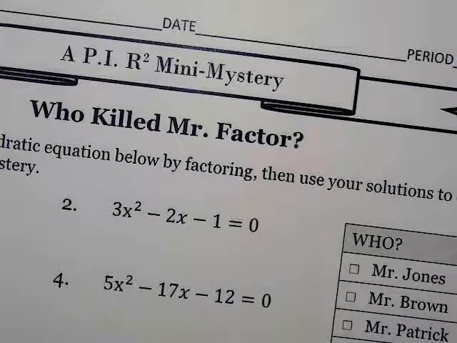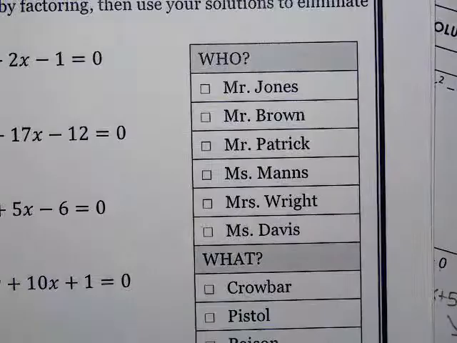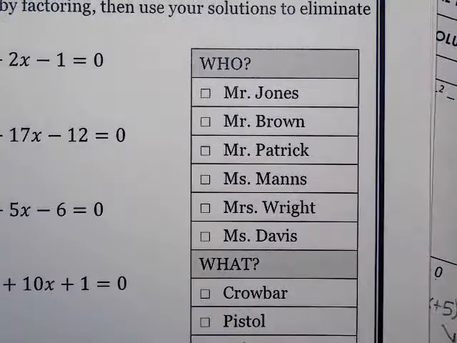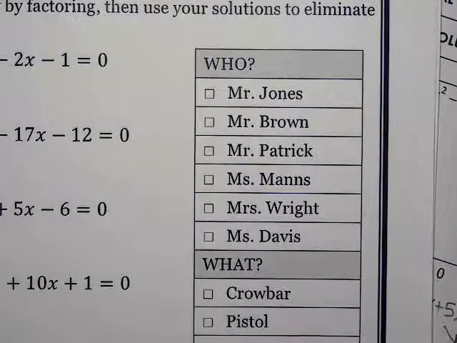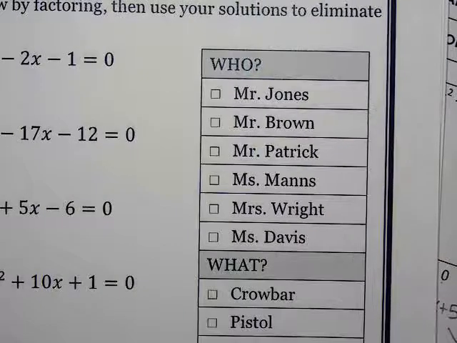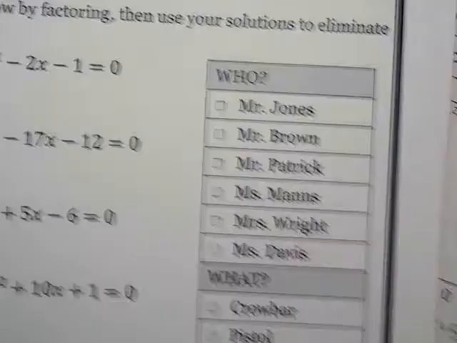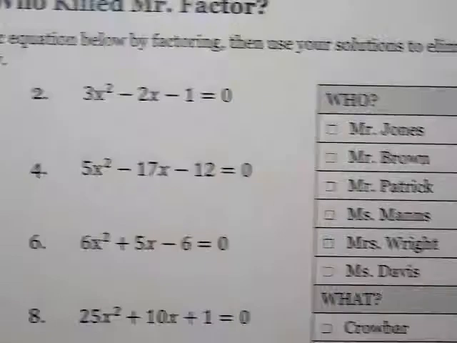Who killed Factor? Mrs. Factor is not even an option, so you guys are already wrong. F's to all of you who said Mrs. Factor. Sorry, Macy. You were the only one I remember saying Mrs. Factor. Macy and Jack. You both said Mrs. Factor, so you both get F's because you're both wrong already. All right, so let's go ahead and move on. So we have to solve who killed Mr. Factor. What did they use, and where did it happen?